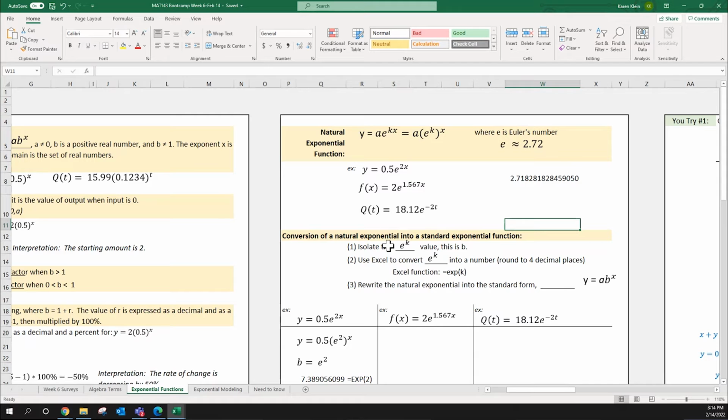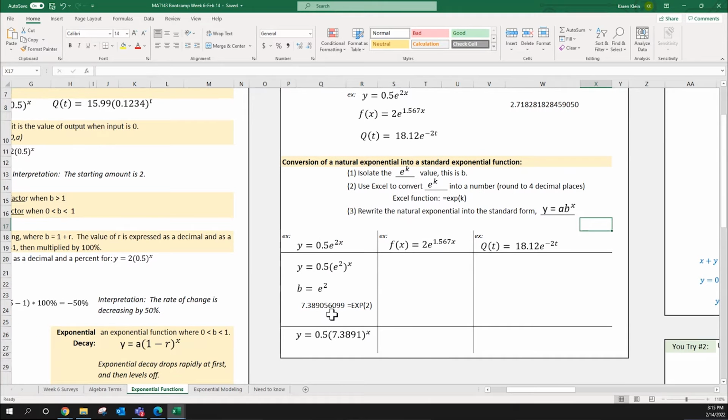In order to do that, we have to isolate that e to the k. So let's put parentheses around e to the k, and then we're going to convert it by substituting it into Excel and let Excel do the calculations for us. I'm going to use 4 decimal places once I figure out that amount. And then I'm ready to rewrite this in terms of my standard exponential form. So let's take a look at this first example here. This is the given problem.